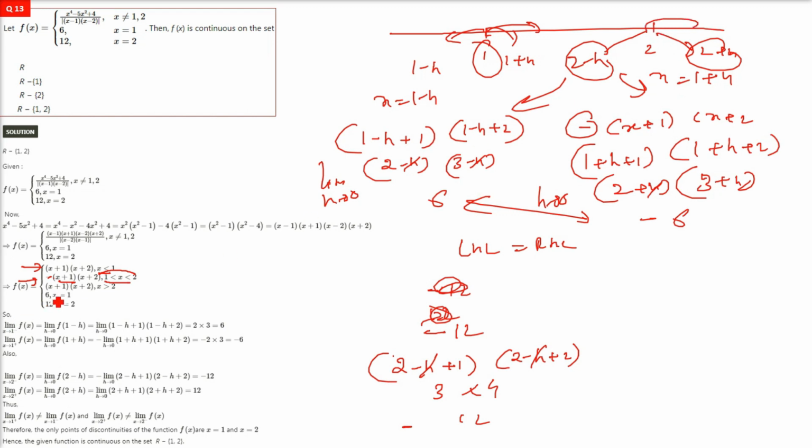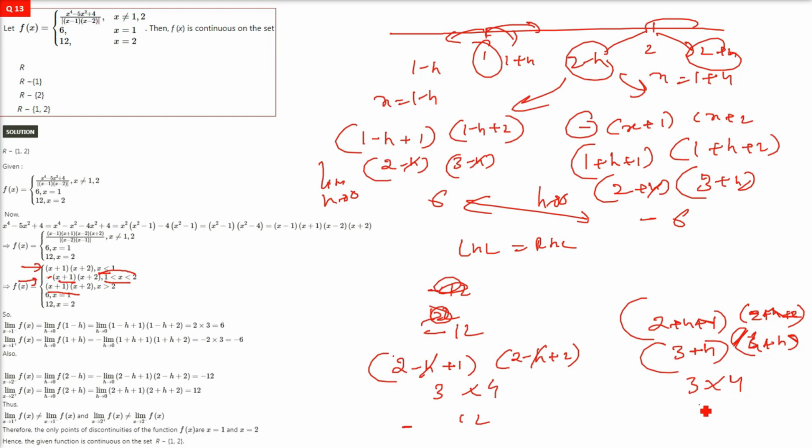Now 2 plus h, when you go up, so 2 plus h plus 1 and 2 plus h plus 2. Again, replace h by 0. It will be positive because it is greater than 2, and we have to use x plus 1 into x plus 2, where we replace x by 2 plus h. So you have this as 4 plus h, just replace h by 0. You get 4 times 3 is 12. So you have negative 12 and 12.